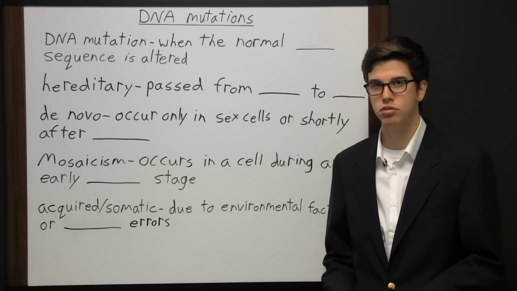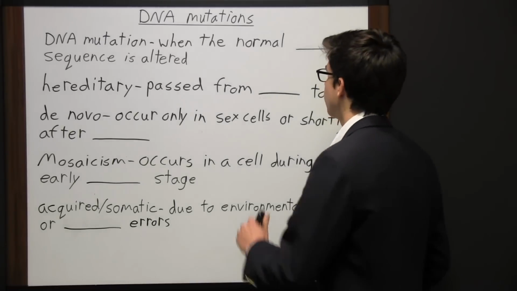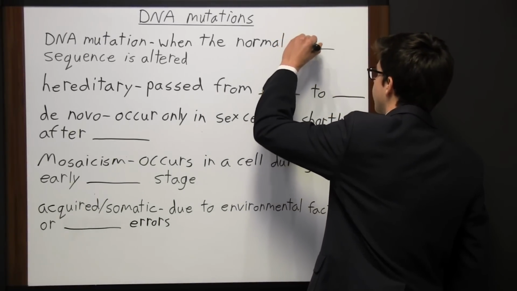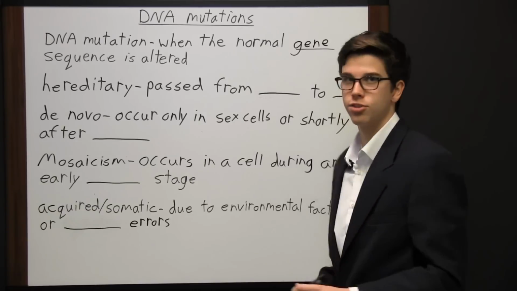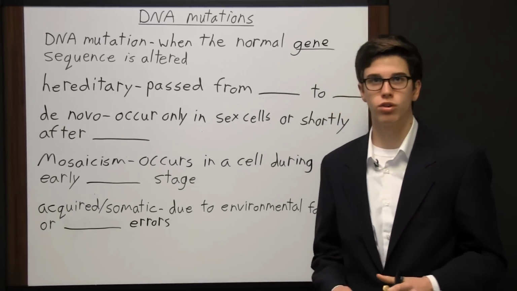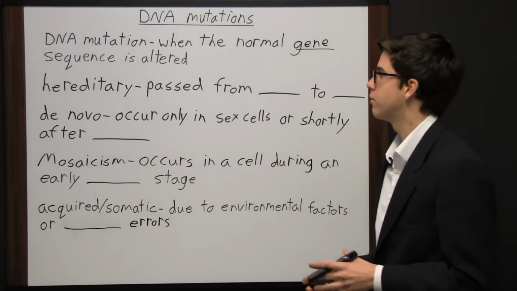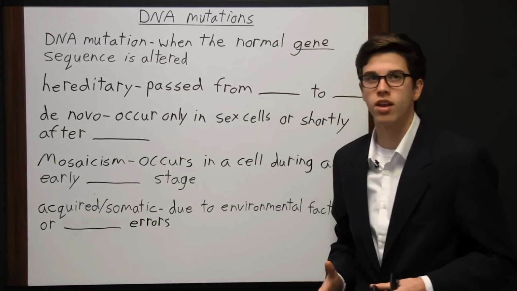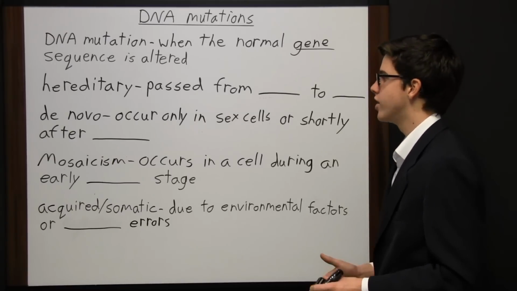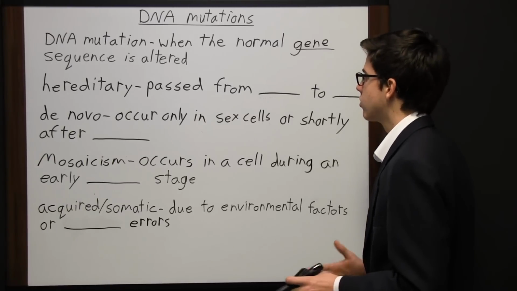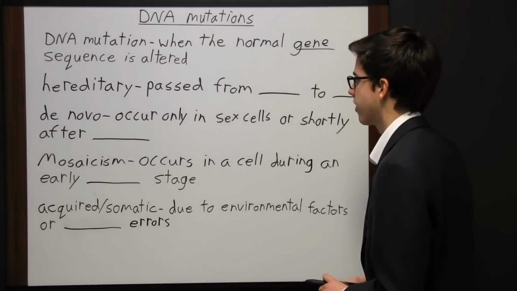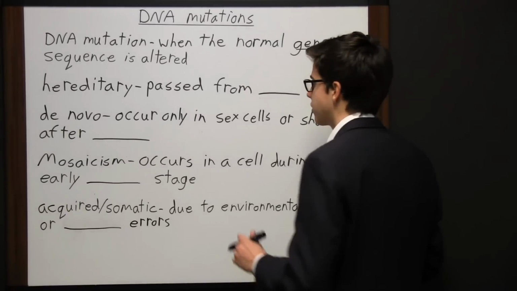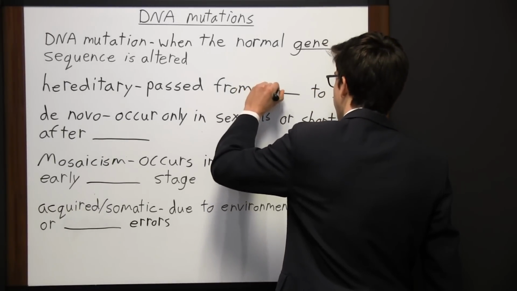A DNA mutation is when the normal gene sequence is altered. And gene disorders are the result of DNA mutations. So these DNA mutations cause gene disorders. Now, there are many ways DNA mutations can come about. So the first is hereditary. And this means the DNA mutation is passed from parent to child.